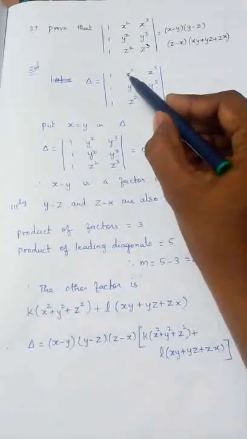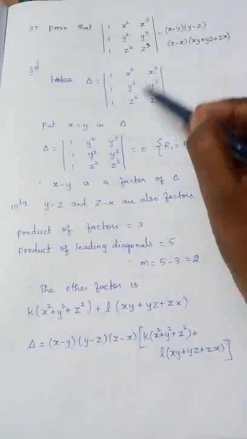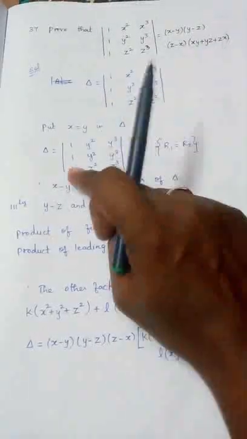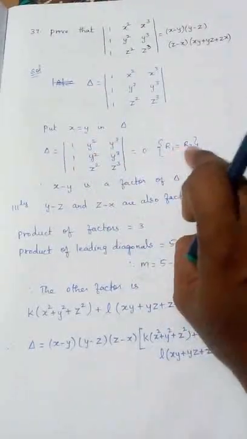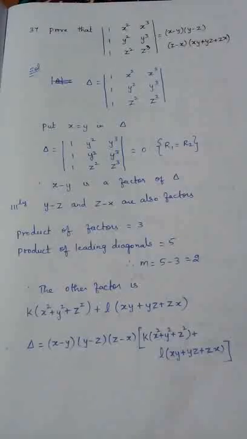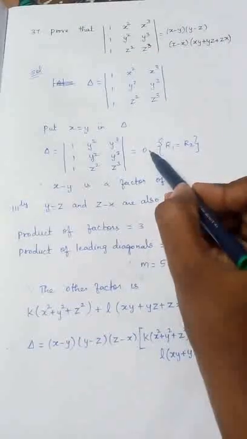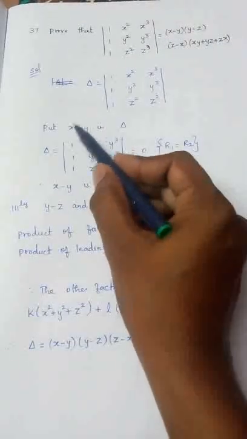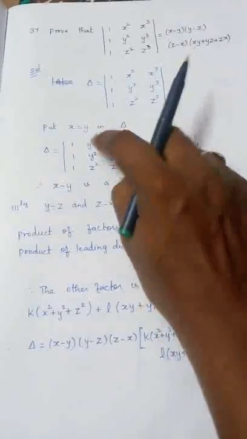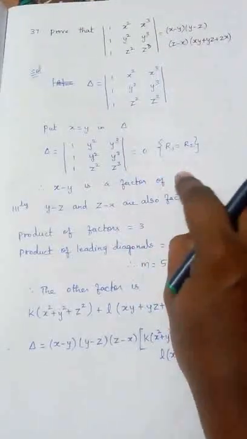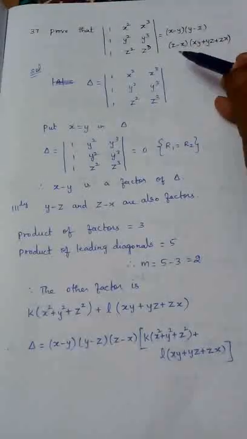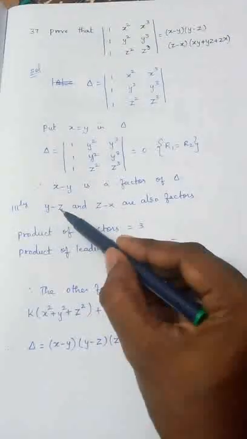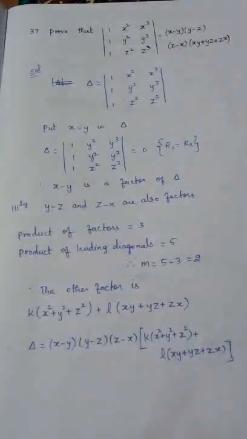So what happens? X square will become y square. X cube will become y cube. Second row and third row remain. Definitely this value is 0 because first row and second row are equal. Yes or no? First row and second row are equal. So since the value of the determinant is 0, what can I say? X minus y is a factor of delta. Similarly, we need not prove this. We can write these two because of cyclic order. Similarly, y minus z and z minus x are also factors.